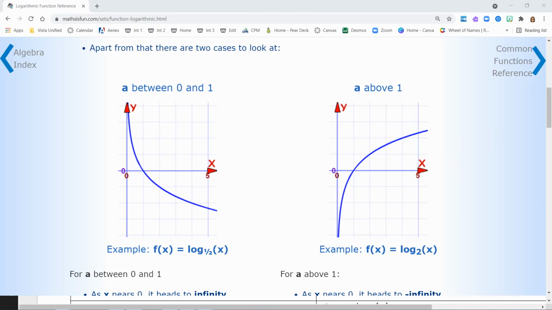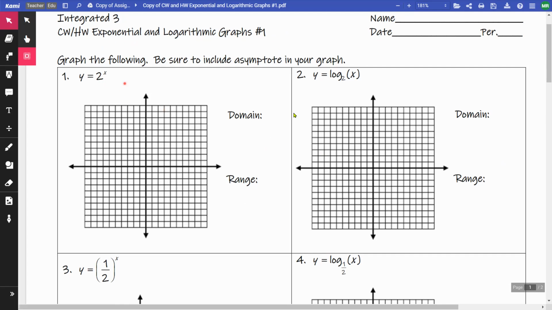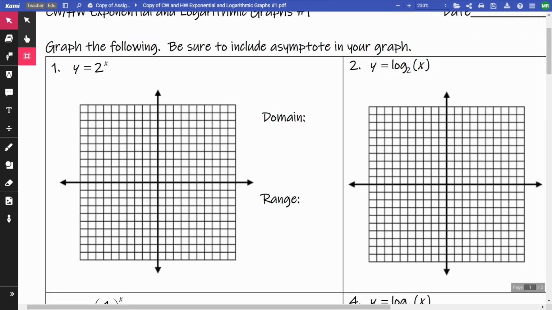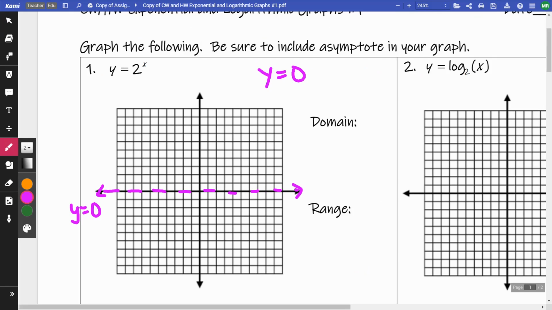So now let me get back to the paper. On number 1, this one is 2 to the power x. So the very first thing I want to pay attention to is we have an asymptote at y equals 0. So I'm going to draw that here. Again, that's y equals 0. And then if I'm doing some powers, I'll make a table for this, just so we understand. Let's say I'm doing -2, -1, 0, 1, 2.